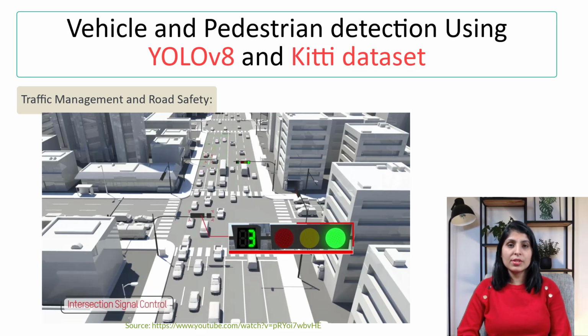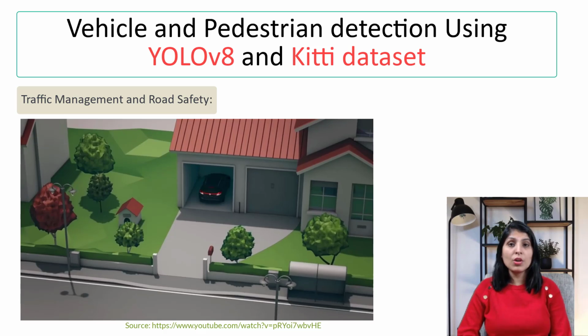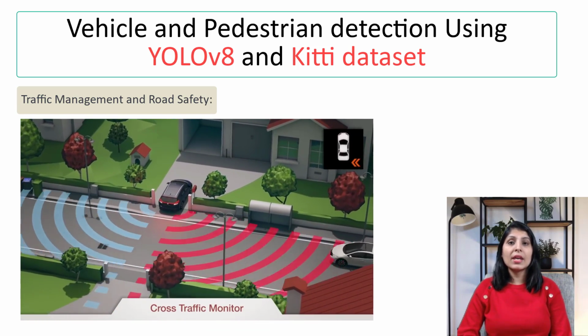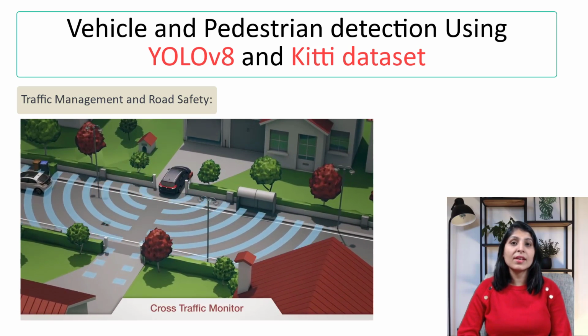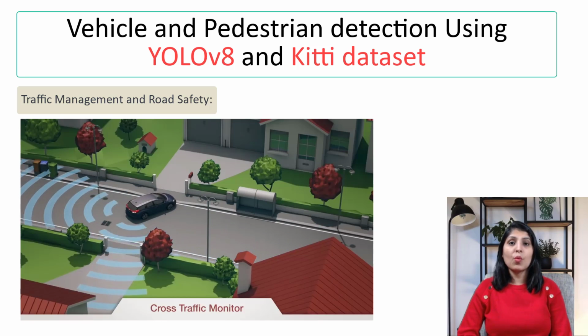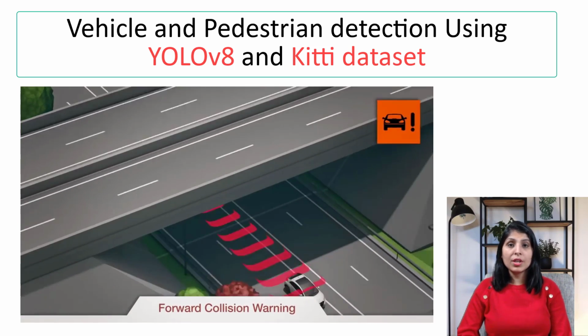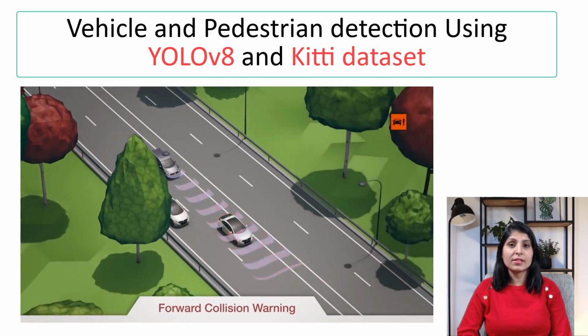Let's talk about road safety now. Detecting vehicles and pedestrians is important for preventing accidents and ensuring road safety. By identifying these objects in real time, advanced driving assistance systems can provide timely warnings to the driver, and this will help in avoiding collisions and ultimately reduce the number of traffic accidents.